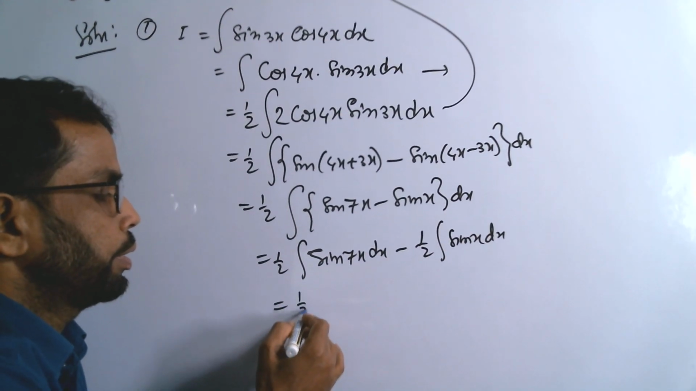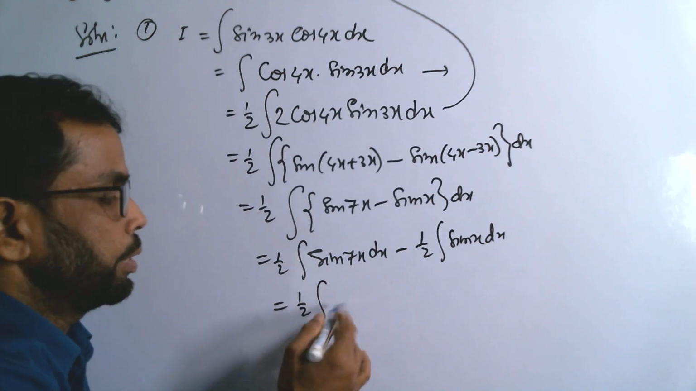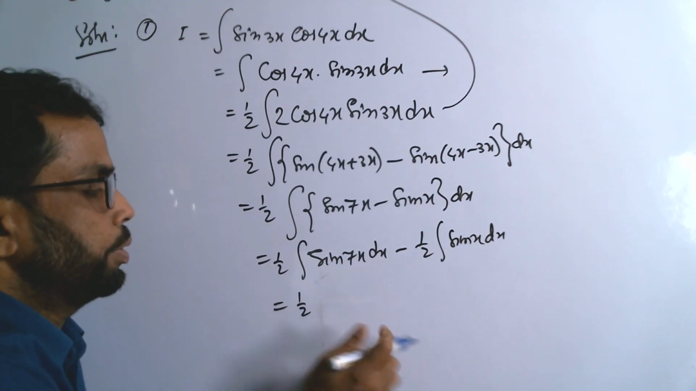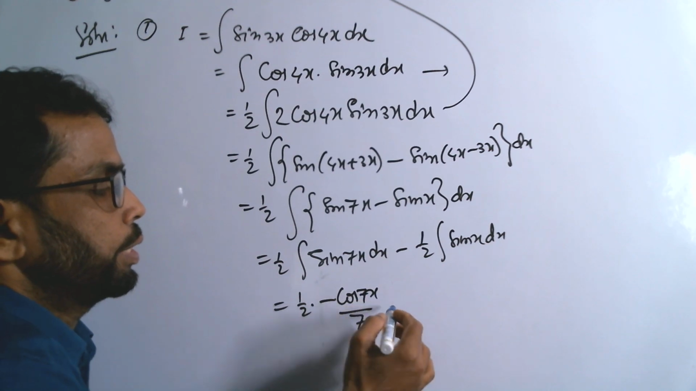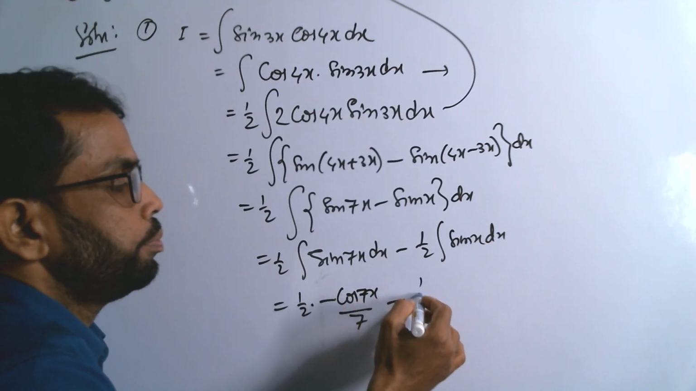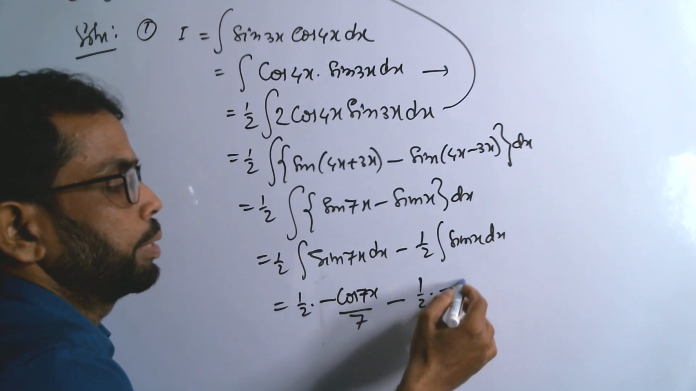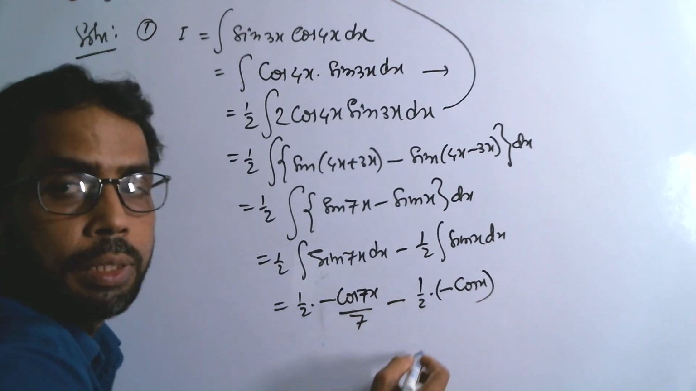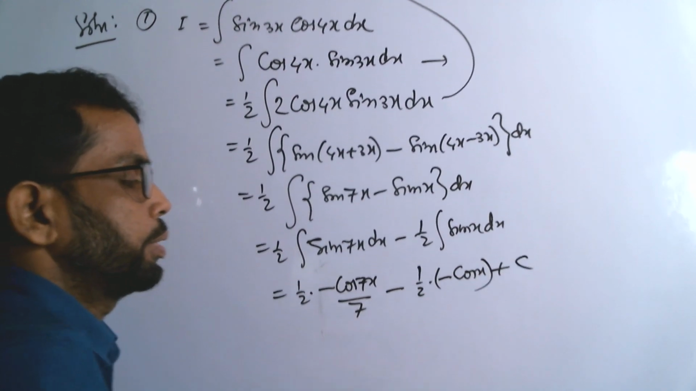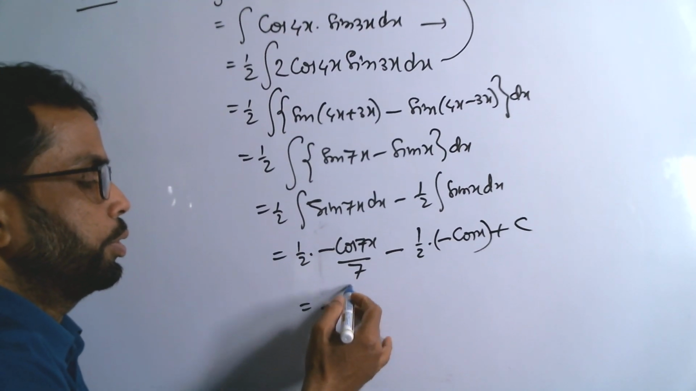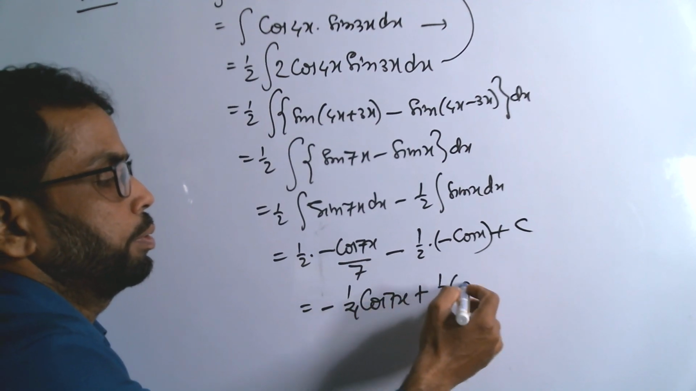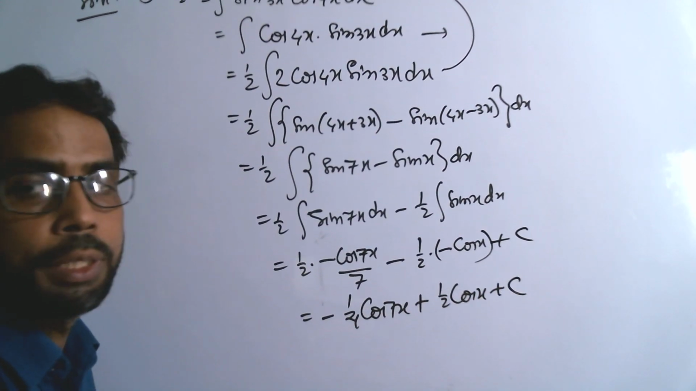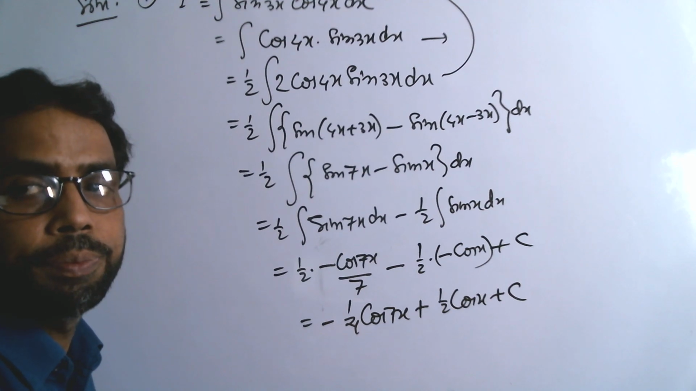Integration of sine is minus cos, divided by the coefficient of x. Integration of sine is minus cos. The integration is done, and there will be plus constant c. So we can write one more step: 1 by 14 cos 7x plus 1 by 2 cos x plus constant. So the integration is done.